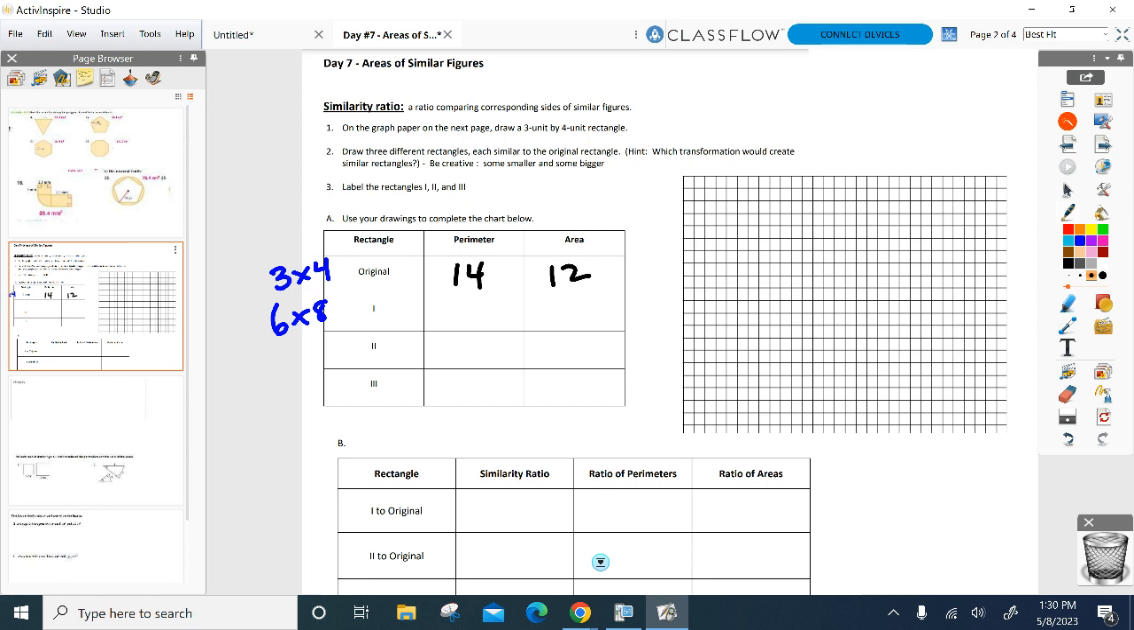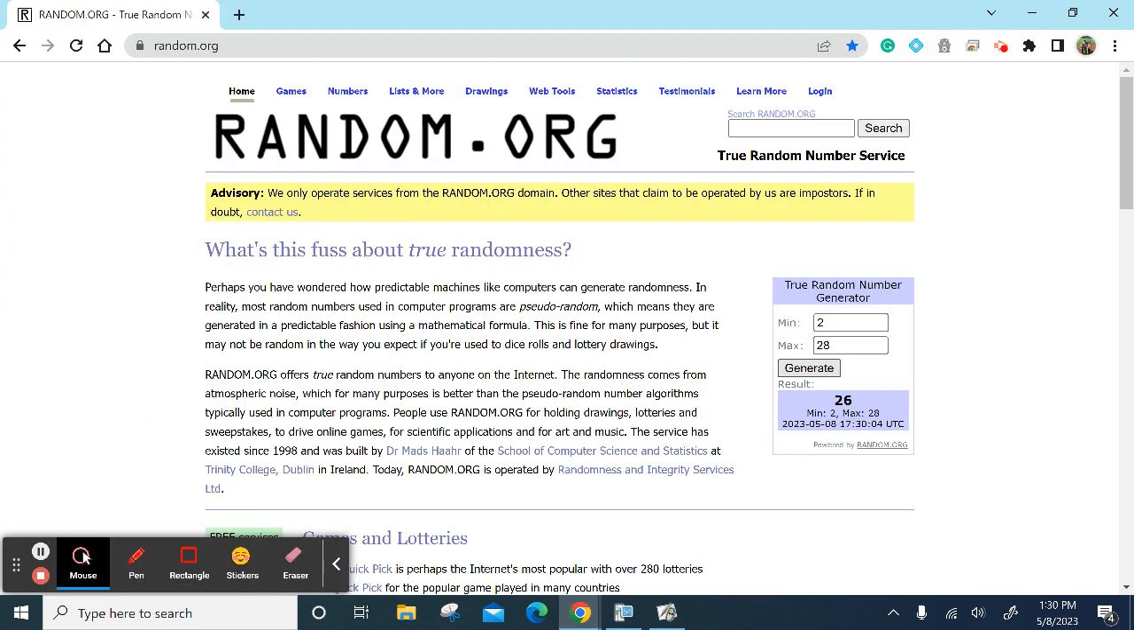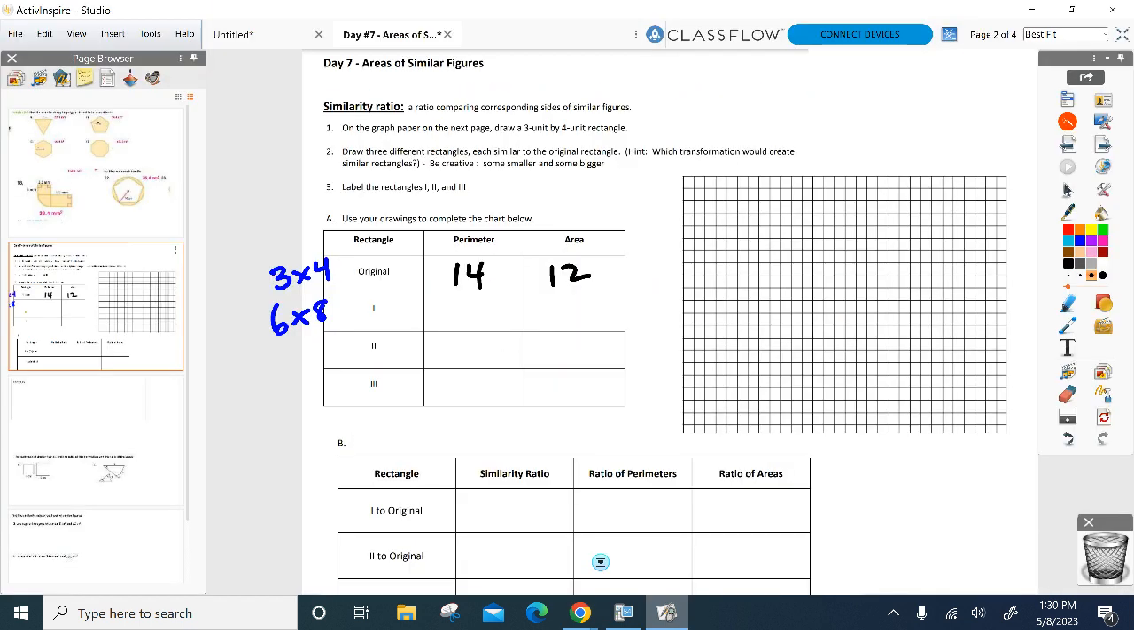Same thing. What's the perimeter and what's the area? 6 by 8 rectangle. What's your perimeter? What's your area? All right, when you're ready here, perimeter and area. The perimeter would be 28, and the area would be 48. There you go. Good deal.